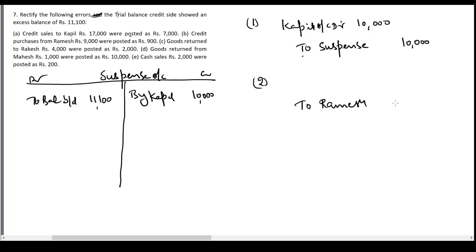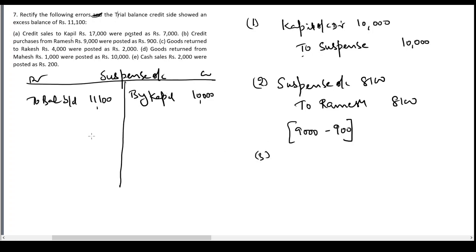So Ramesh 8,100. How do I get it? 9,000 should have been credited, but we have credited only 900. So the balance 8,100 has to be credited now. So where should I give debit? The debit has to be given to suspense. Suspense account 8,100. Now I give posting here. Suspense account, to Ramesh 8,100.